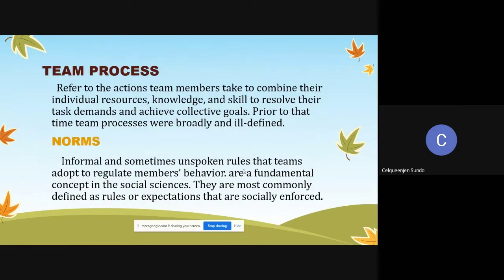Team process refers to the actions team members take to combine their individual resources, knowledge, and skills to resolve their task demands and achieve collective goals. Prior to that time, team processes were broadly and ill-defined. Team processes can take place in any team, in a rather long list: cohesion, conflict management, information elaboration, coordination, planning, knowledge sharing, and mutual help.